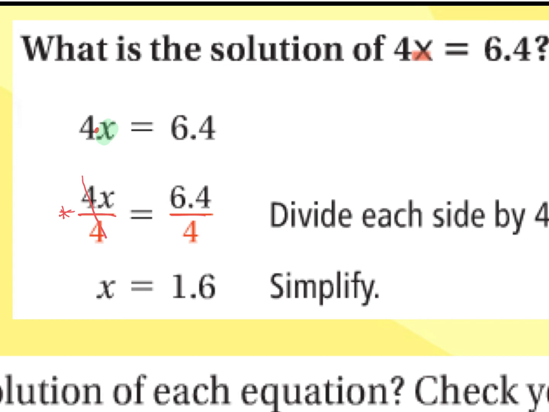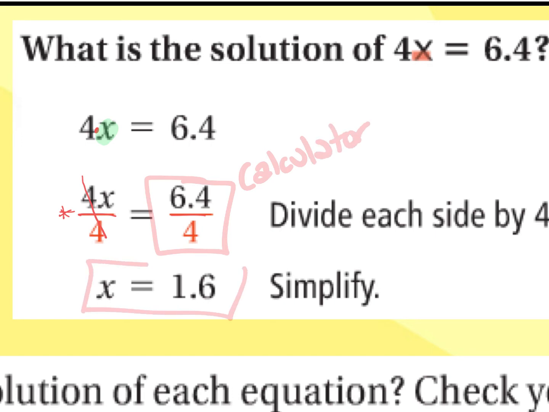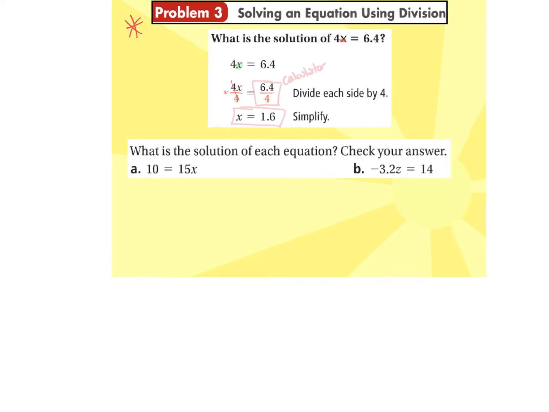The 4's cancel out. Matching pairs on the top and the bottom go away. And then the last thing that we would do is actually do this in the calculator. So in your calculator, you could go ahead and do 6.4 divided by 4, and you get x equals 1.6. We'll practice a couple more.